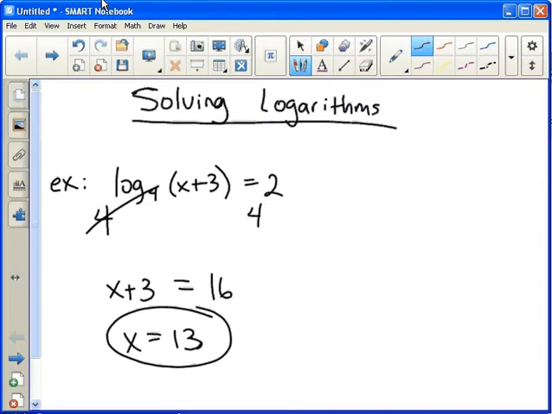So the key here is to remember what cancels these things out. Log base 4 is canceled out with 4. Log base 7 would be canceled out with 7. Common log would be canceled out with 10. And the natural log would be canceled out with, well, let's look at that.